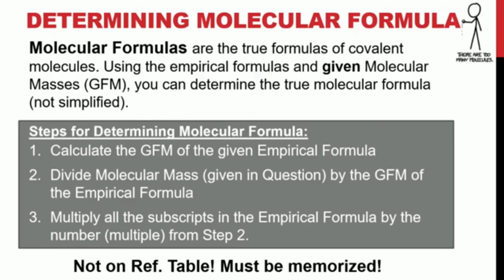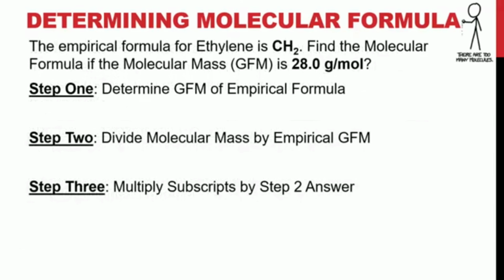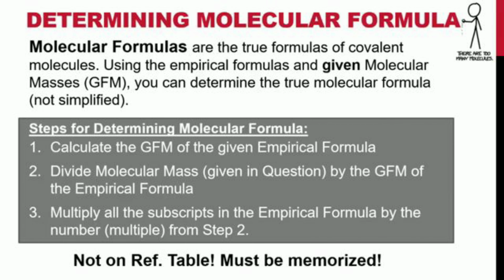First, you will calculate the gram formula mass of the empirical formula. Then you will divide the molecular mass, which is always given in the question, by the gram formula mass. Then you'll receive a multiple. You will multiply all the subscripts in the empirical formula by the multiple in order to find the molecular formula. Let's try some examples so you can see what we are talking about.